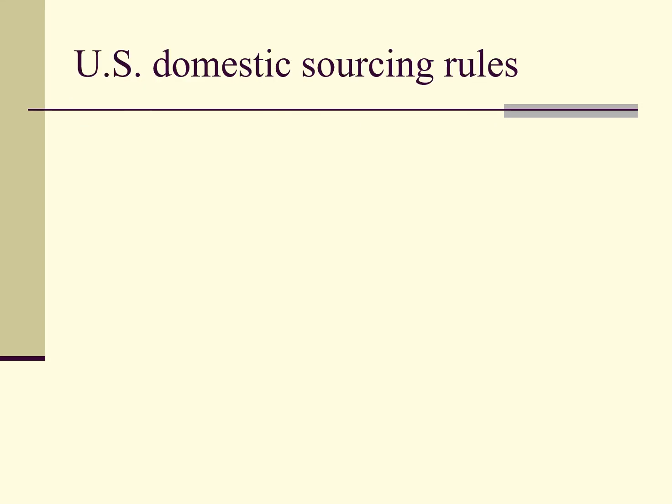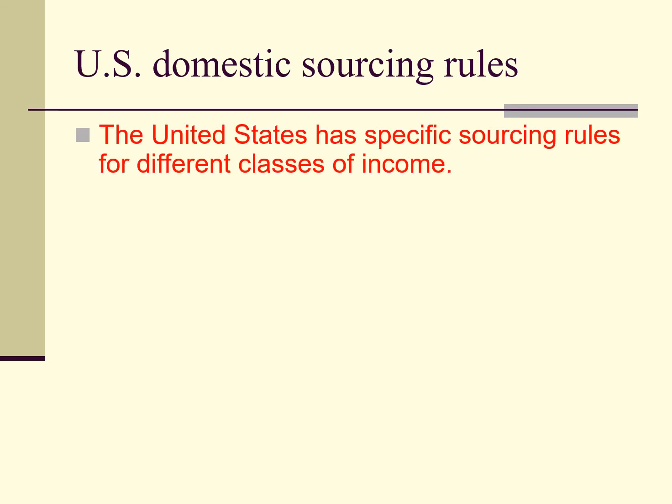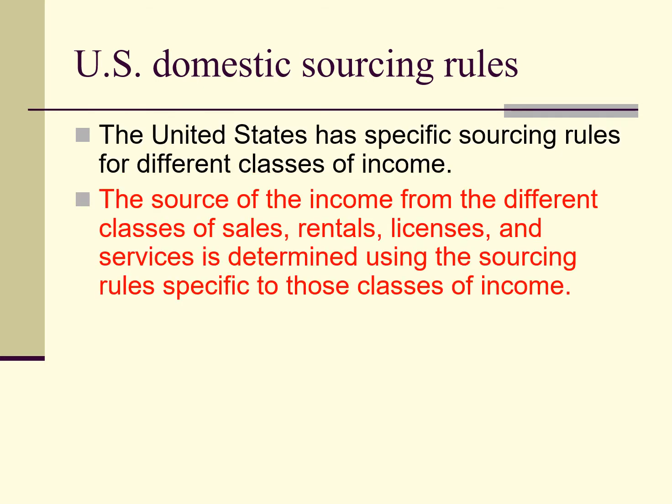Let's now talk about the U.S. domestic tax laws for sourcing income. As discussed in the text, the United States has specific sourcing rules for different classes of income. The source of the income from the different classes of income, such as sales, rentals, licenses, and services, is determined using the sourcing rules specific to those classes of income.